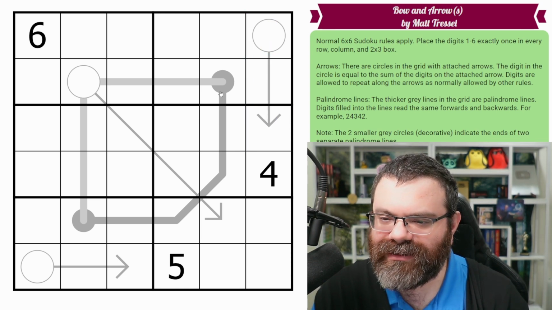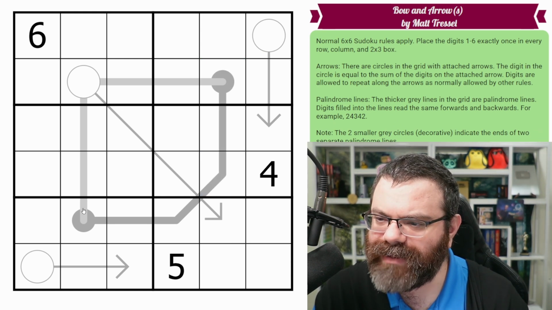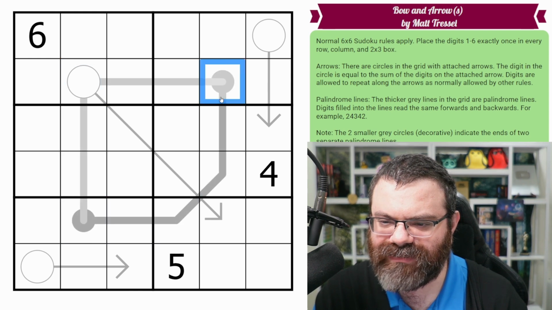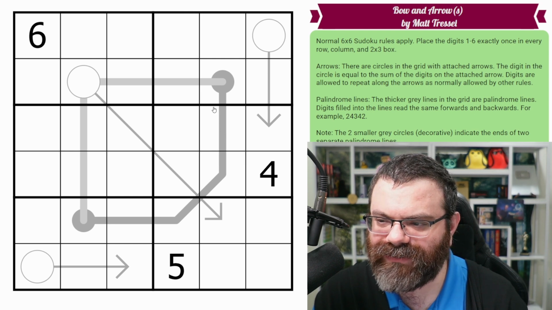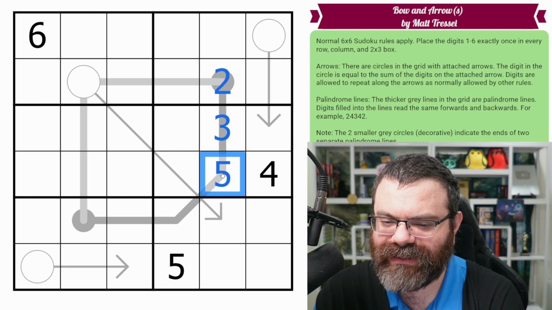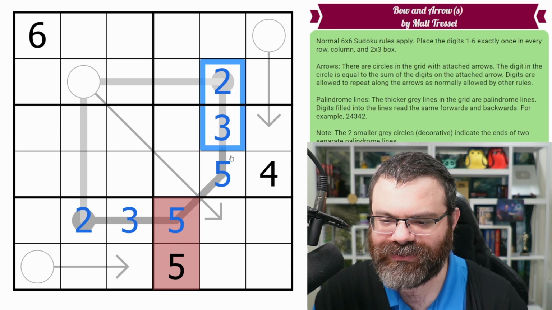The thicker gray lines are palindromes. So I think that the color here is just to distinguish these two palindromes from each other. Digits filled into the lines read the same forwards and backwards. So for example, if this was 2, 3, 5, then we would need to be 5, 3, 2 like that. So 2, 3, 5, 5, 3, 2.